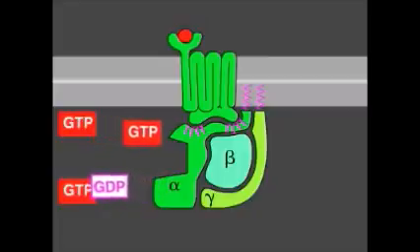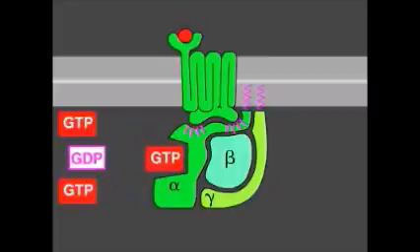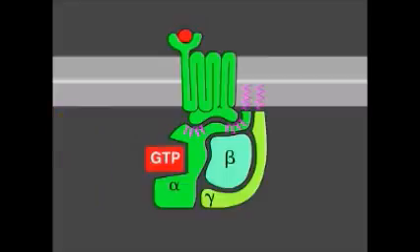GTP, which is abundant in the cytosol, can now readily bind in place of the GDP. GTP binding causes a further conformational change in the G protein, activating both the alpha subunit and beta-gamma complex.